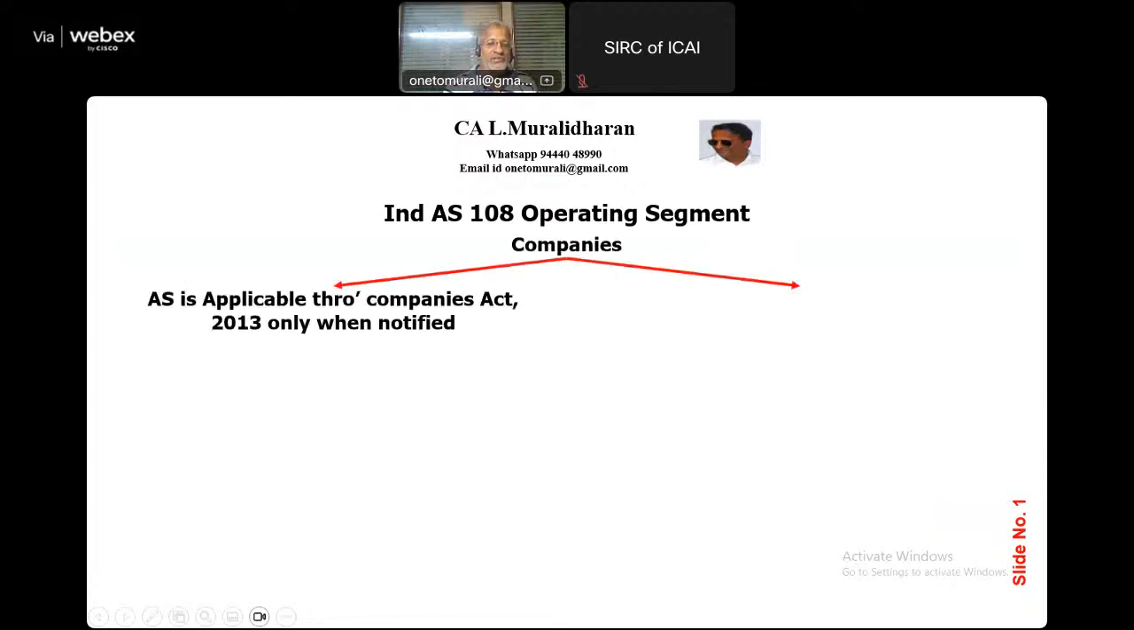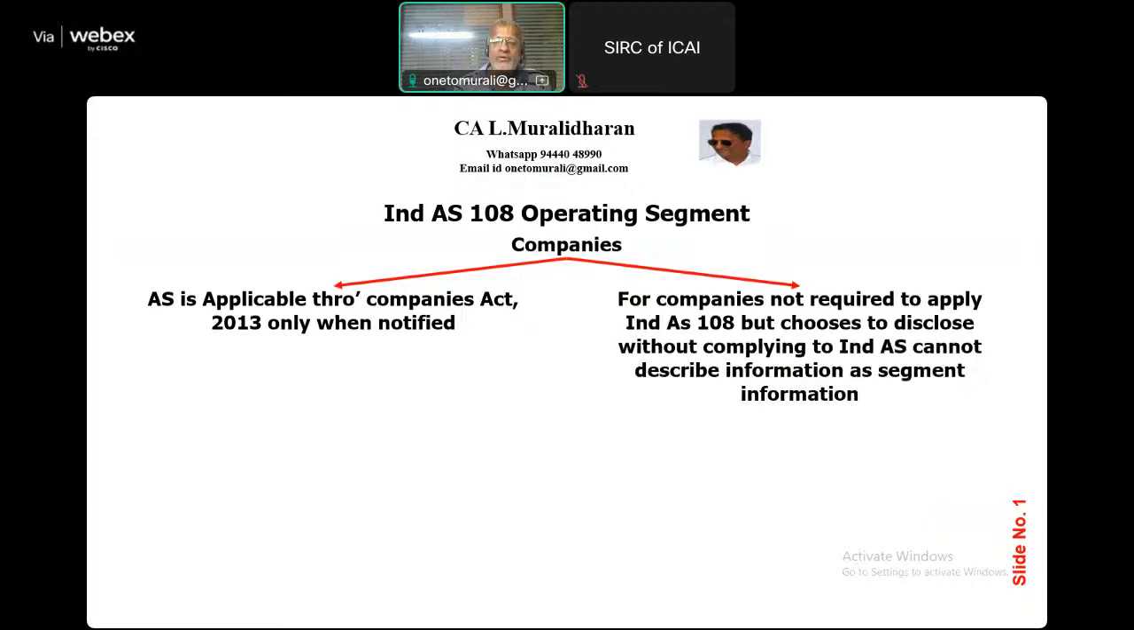So companies where you find it applicable through the Companies Act, 2013 only when notified. Companies not required to apply 108 but choosing to disclose, without complying with NDAS, cannot describe the information as segment information. So let me tell you what exactly is the background of segment information or segment reporting or operating segment. What is the background?